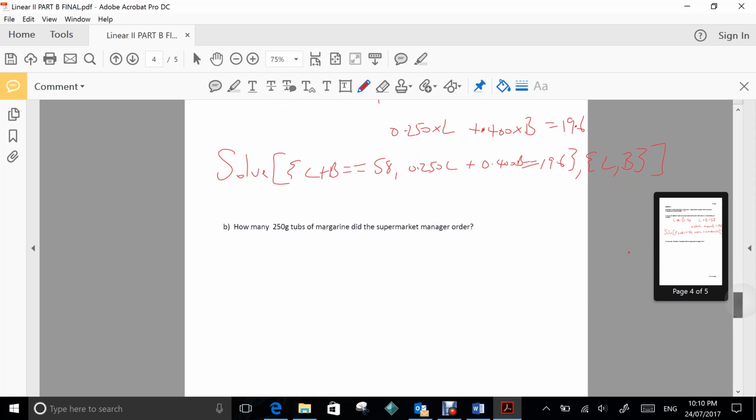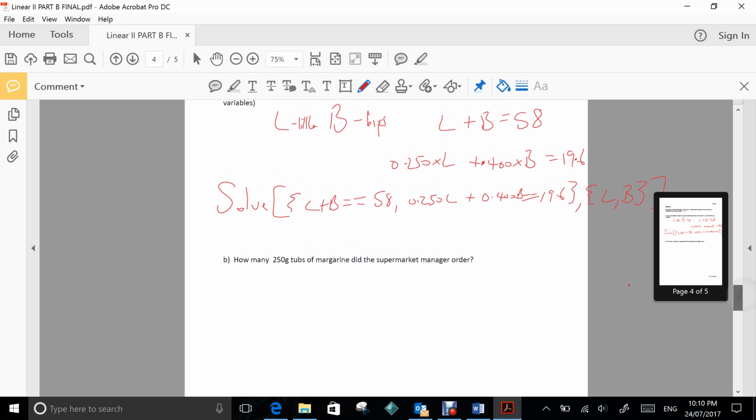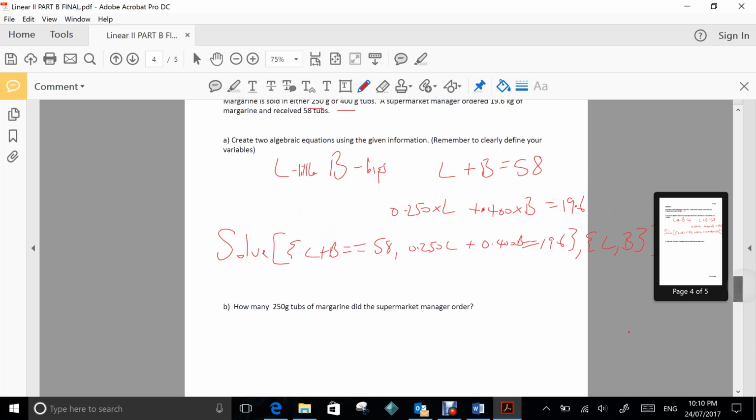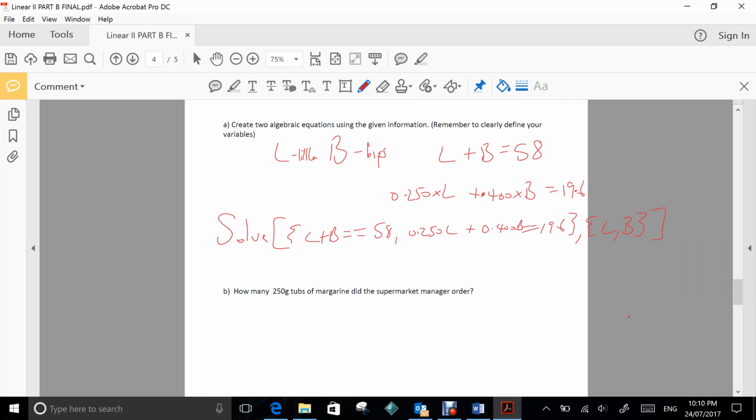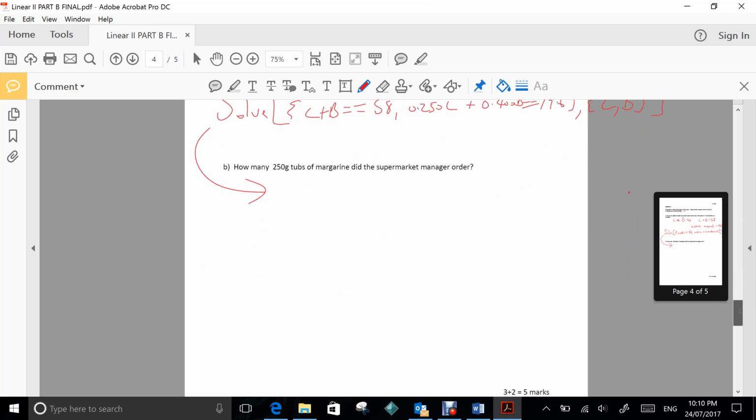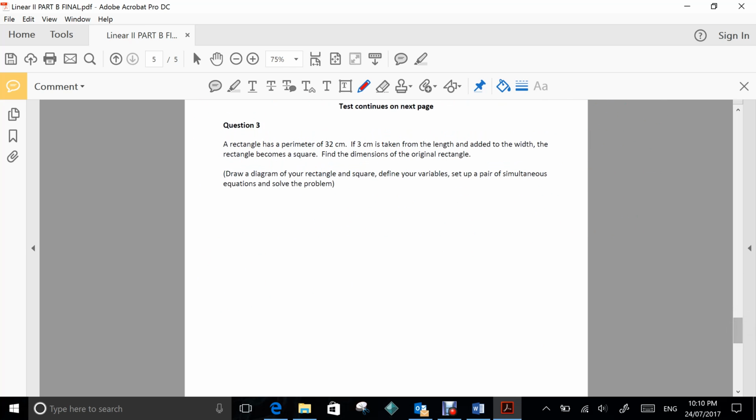How many 250-gram tubs of margarine did the supermarket order? So we did the two equations. That is going to give us the answer to this question. Next one, question 3. A rectangle has a perimeter of 32 centimeters. If 3 centimeters is taken from the length and added to the width, the rectangle becomes a square. Find the dimensions of the original rectangle.